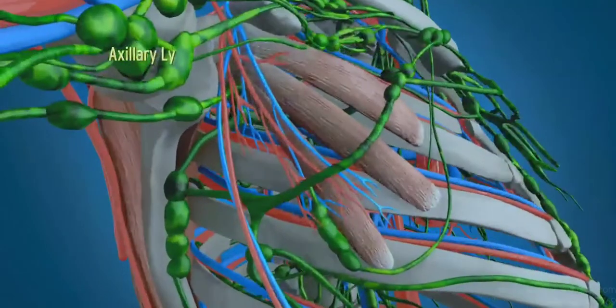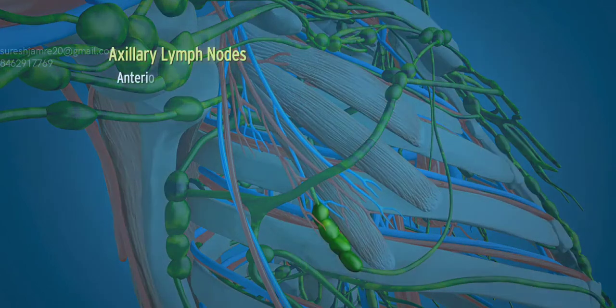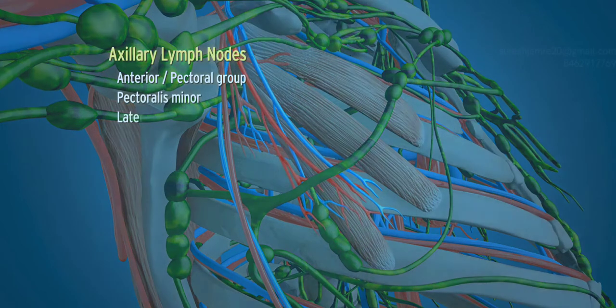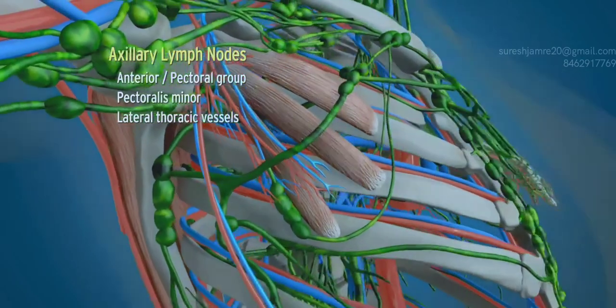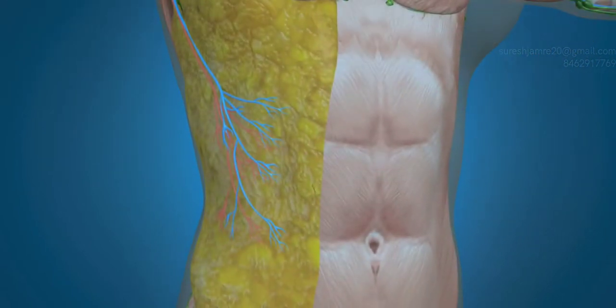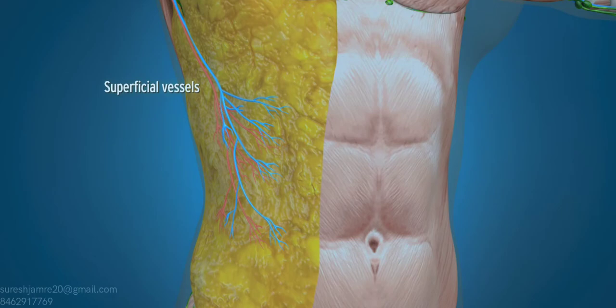The axillary lymph nodes are arranged in 5 groups. Anterior or pectoral group lies along the lower border of the pectoralis minor, along the course of lateral thoracic vessels, and drains the lateral quadrants of the breast, also the superficial vessels from the anterolateral abdominal wall above the level of umbilicus.